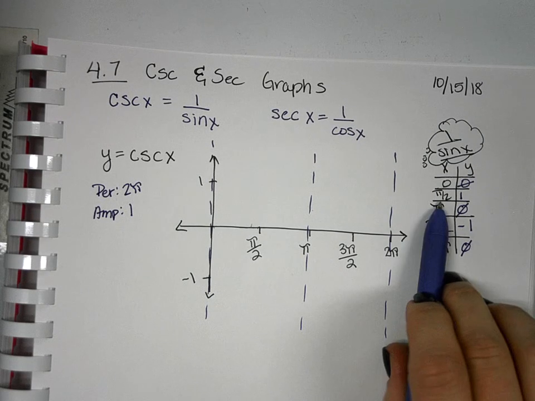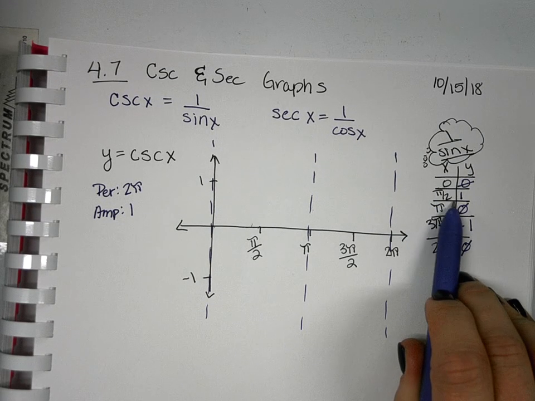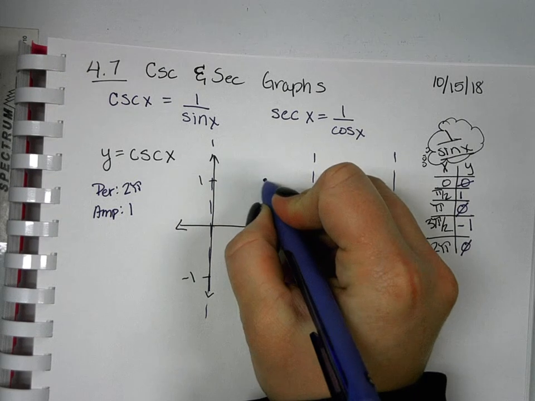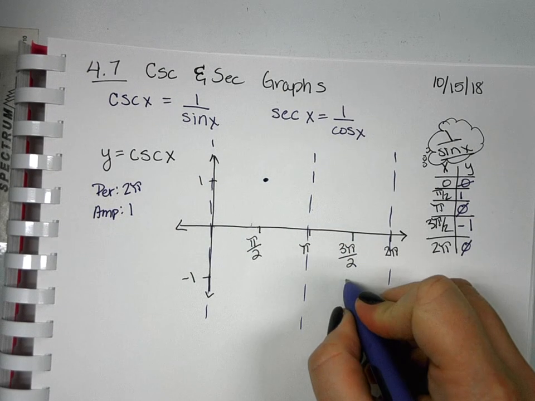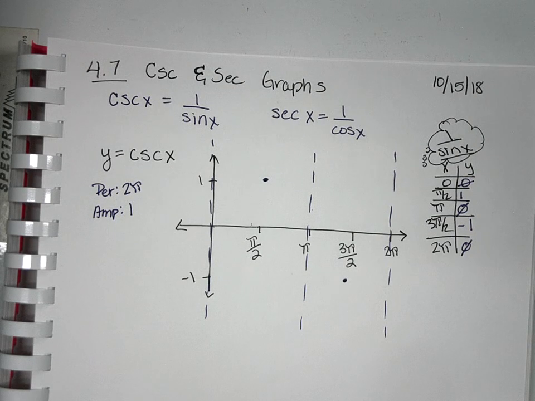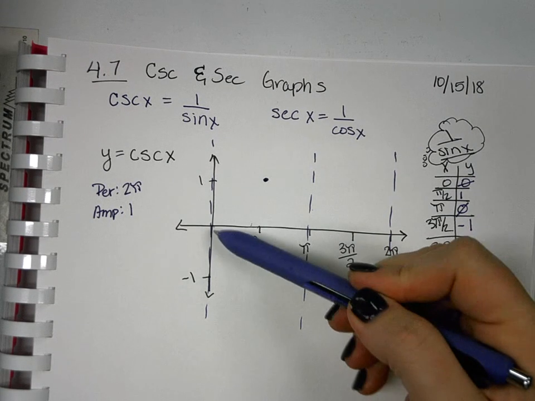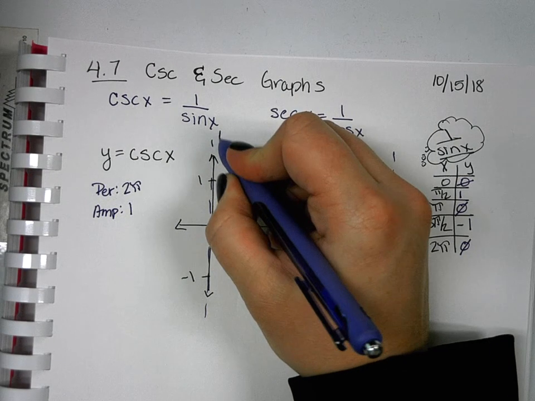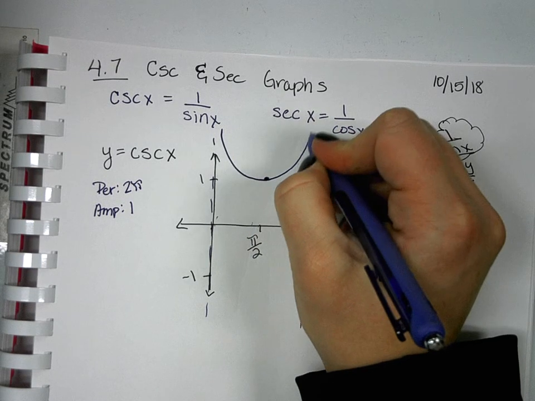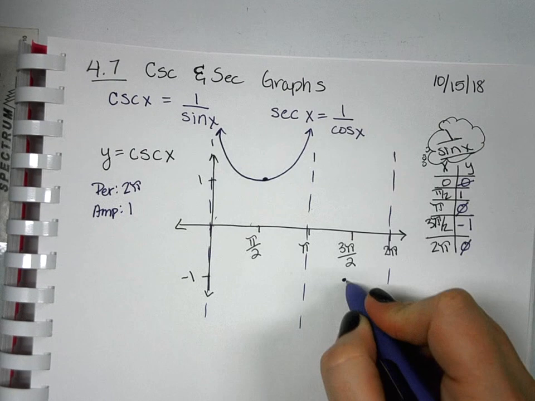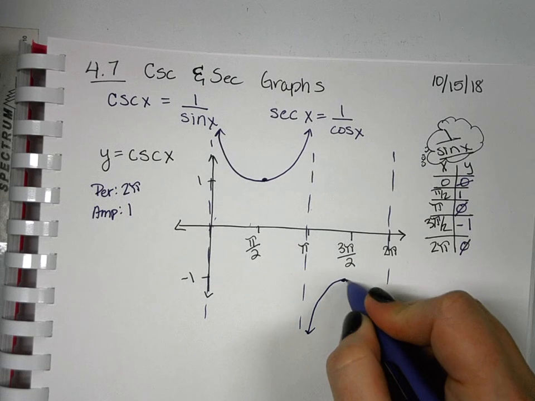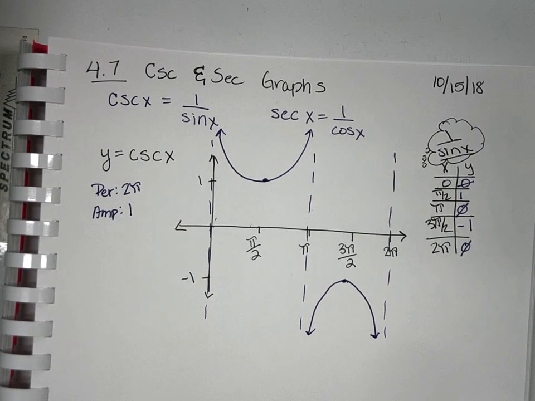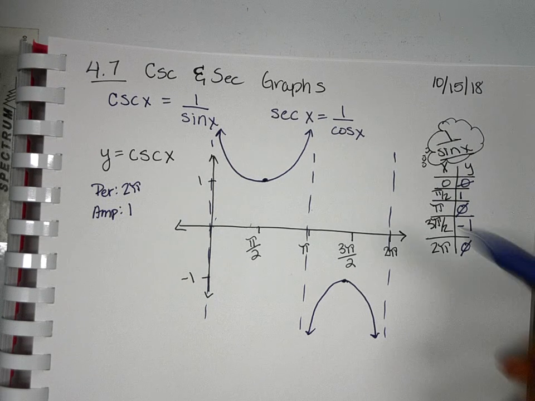So when we go to plot pi over 2 comma 1 and 3 pi over 2 comma -1, you can plot those, but since we can't go through any of these lines, your graphs will actually look like this, where there'll be u's going to positive infinity and negative infinity, with your minimums and your maximums of those being these points.